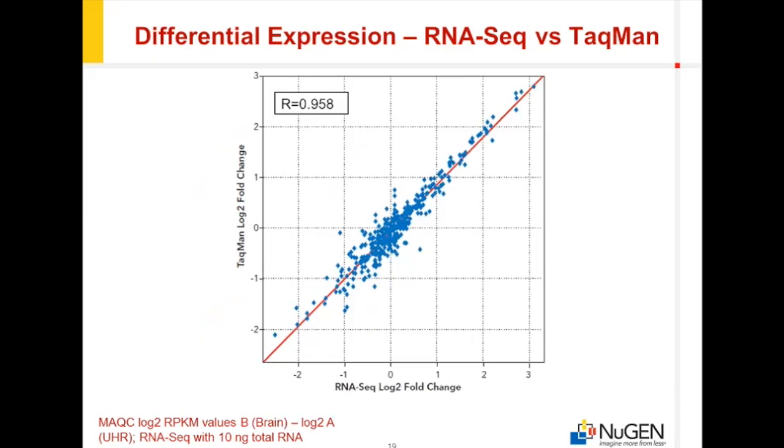We also looked at the concordance of differential expression. We were looking at differential expression between a brain reference sample and a universal human reference sample shown on the bottom as UHR. So using 10 nanograms of total RNA input in each case, we are able to develop differential expression results that have a high degree of concordance to TaqMan assays.